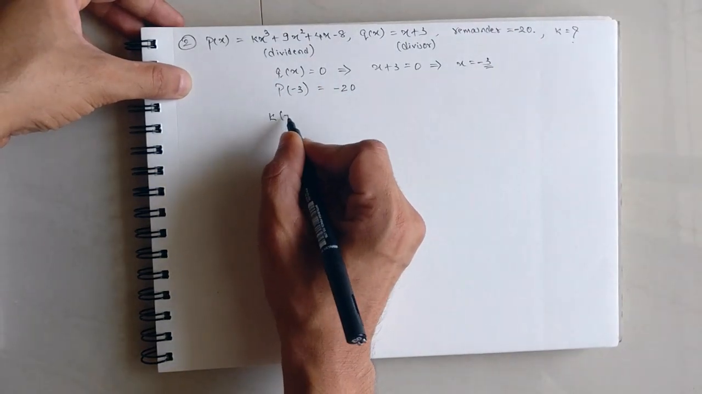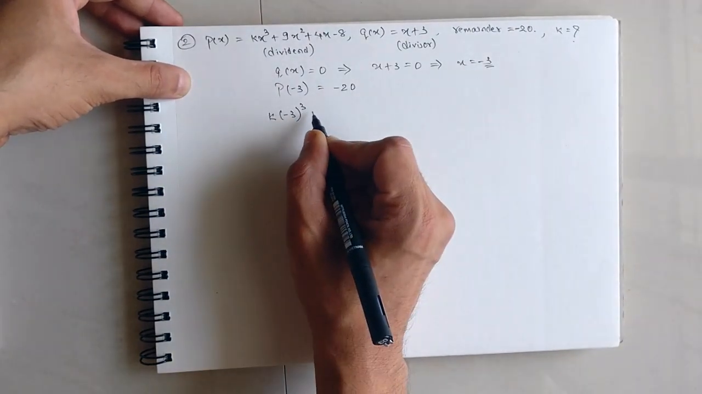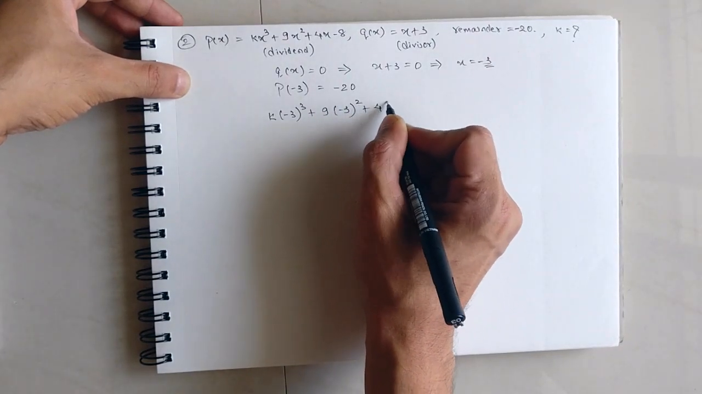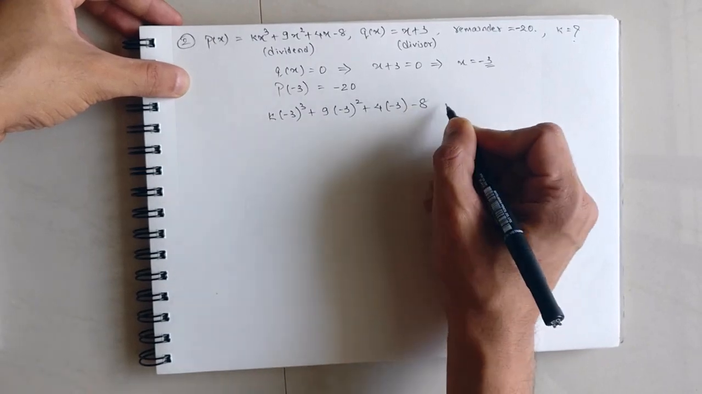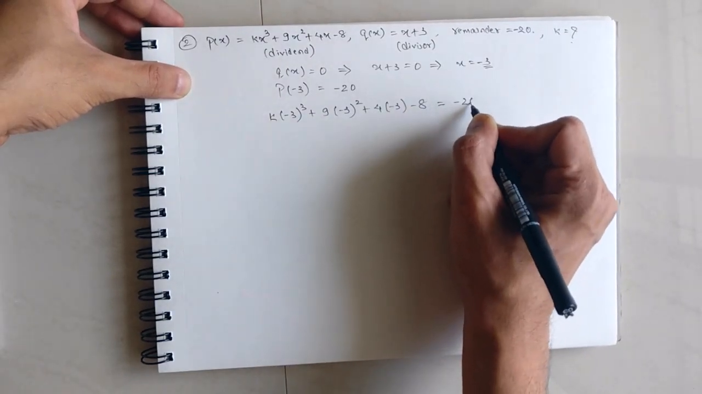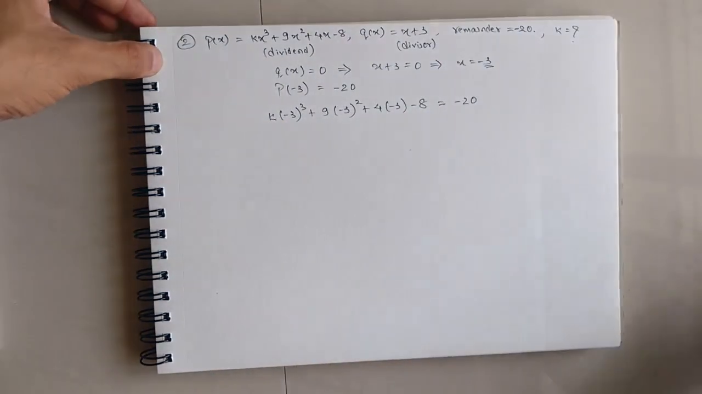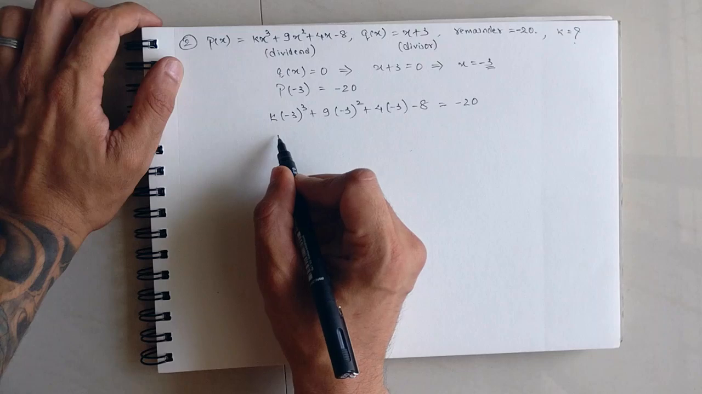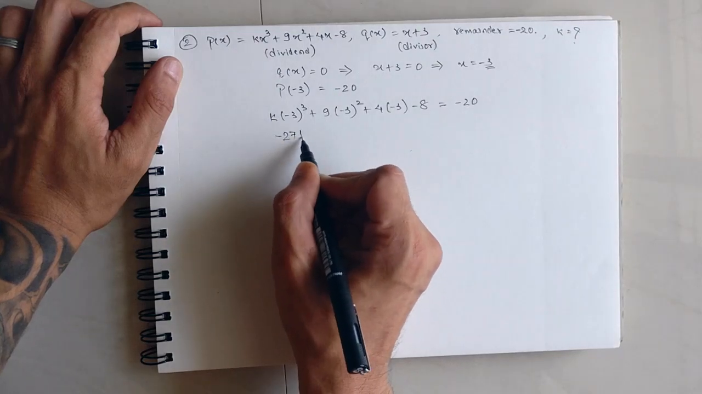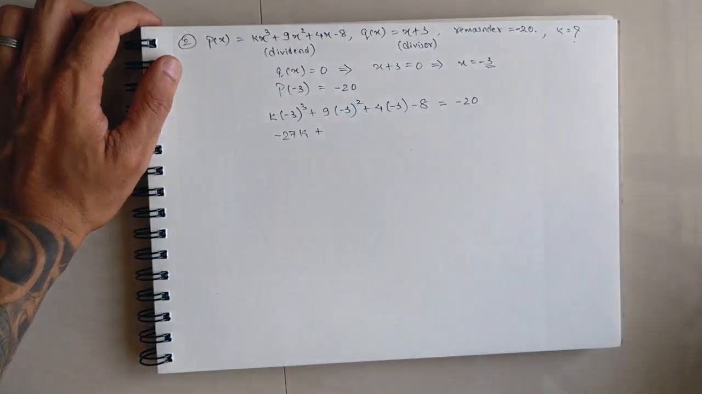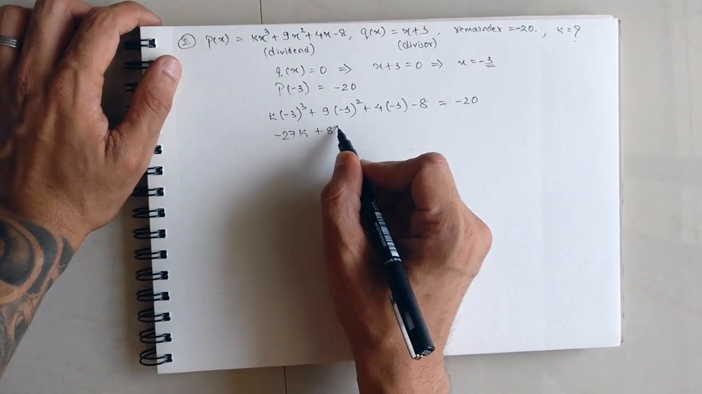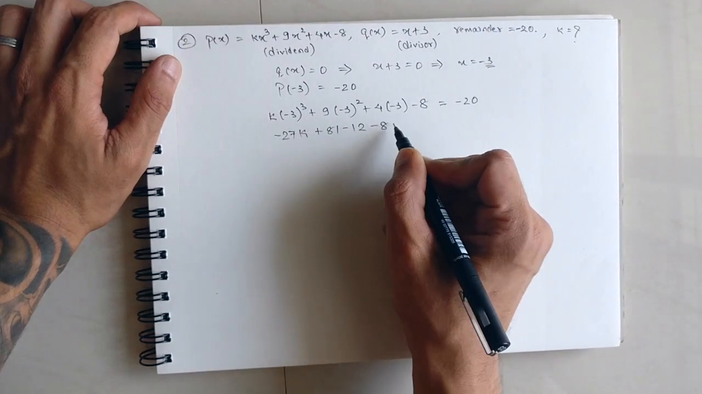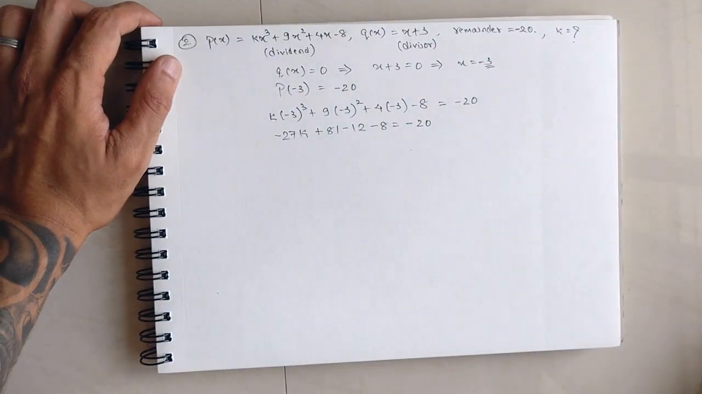So k into minus 3 cube plus 9 into minus 3 square plus 4 into minus 3 minus 8 gives you the remainder, that is minus 20. Now when you solve this equation, you directly get the value of k. Let's do it. Minus 3 cube is minus 27. So minus 27k plus minus 3 square is 9. 9 9s are 81. 4 into minus 3 is minus 12. Minus 8 is minus 20.